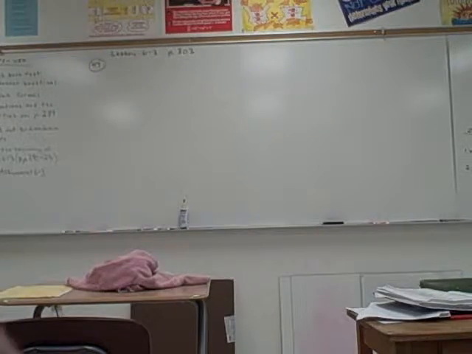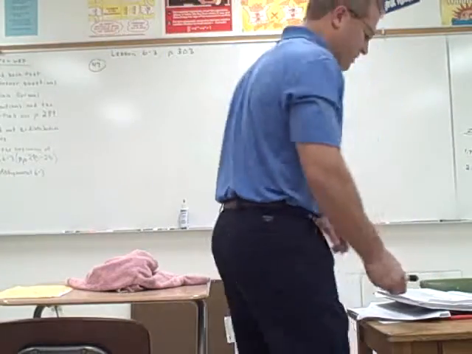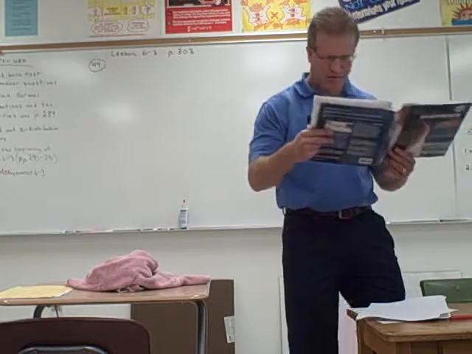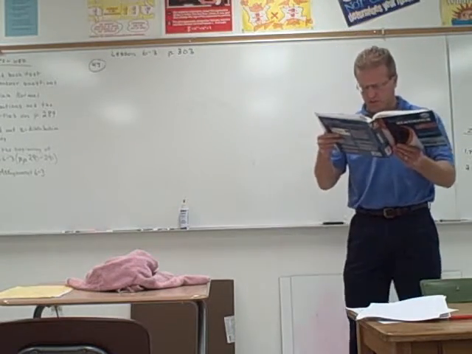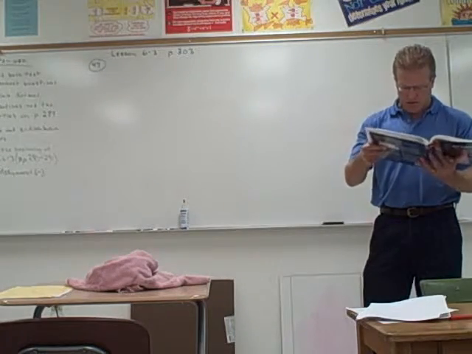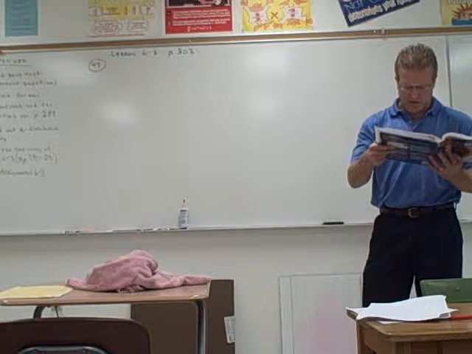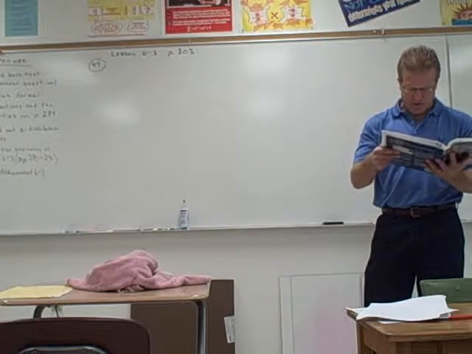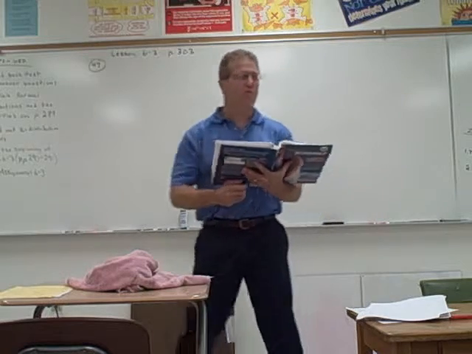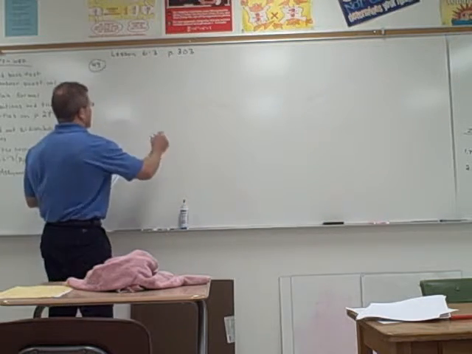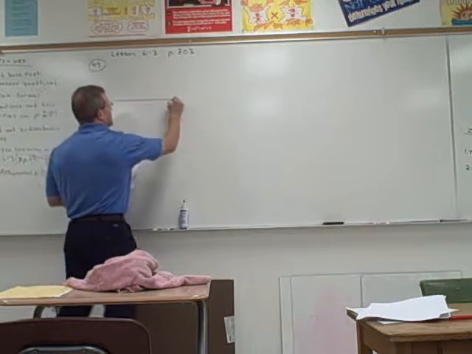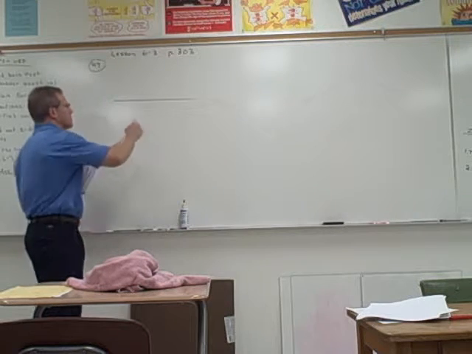Okay, this is number 47, page 303. It says find the z-value to the left of the mean so that 98.87% of the area under the distribution lies to the right of it. So this is 47a. Now you're not finding an area, you're going to find the z-score.